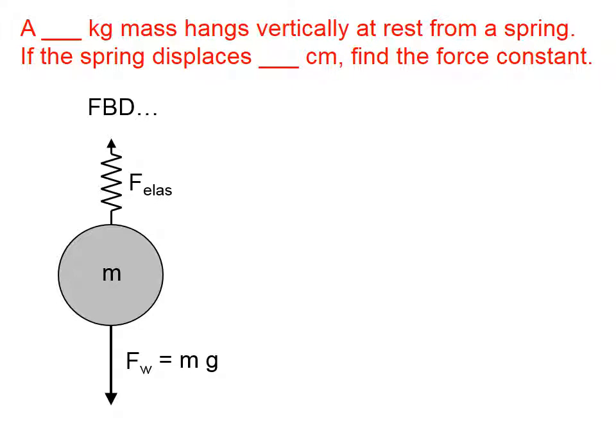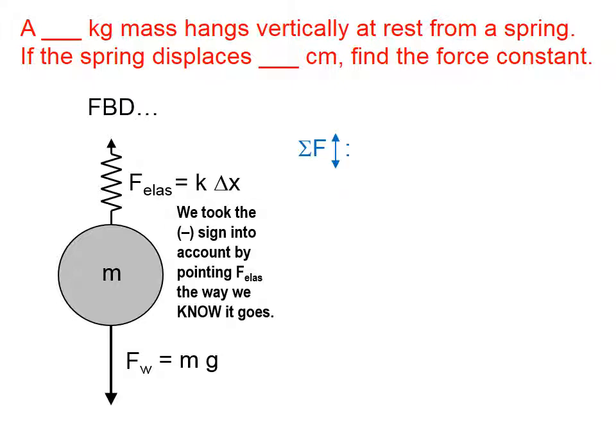The weight is numerically equal to m times g, and the force from the spring, according to Hooke's law, is equal in magnitude to the spring constant, or the force constant, times the displacement. I've left the negative sign off because that's taken into account by the direction of this elastic force, upward, opposing the weight downward. Let's write a Newton's second law equation.